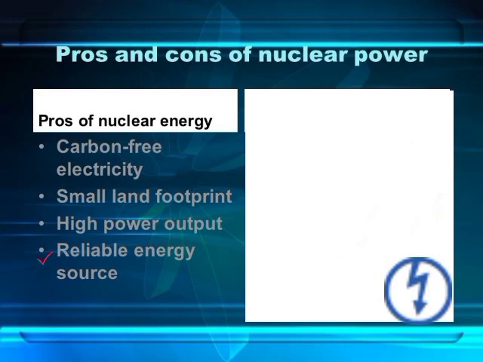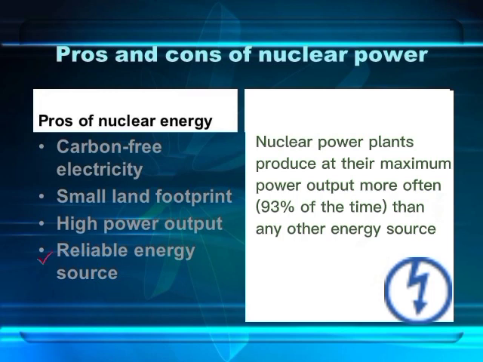Nuclear energy is a reliable energy source based on its constant production and accessibility. Nuclear power plants produce at their maximum power output more often, 93% of the time, than any other energy source. And because of this round-the-clock stability, nuclear energy is an ideal source of reliable baseload electricity for the grid.